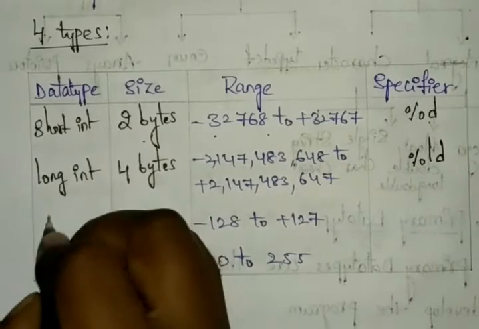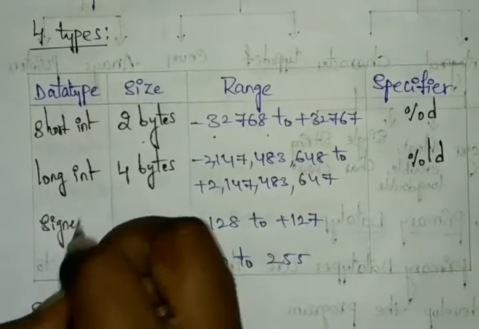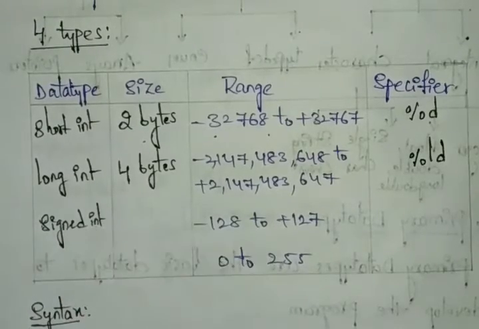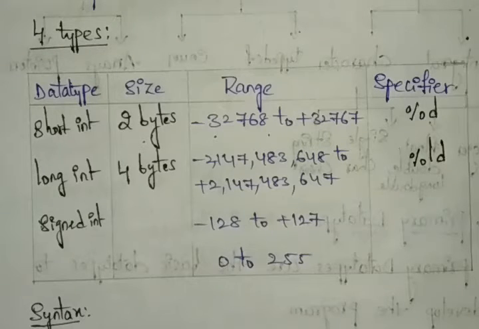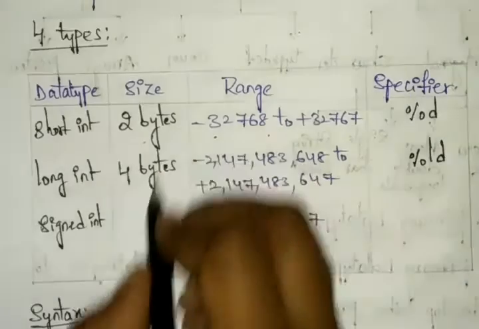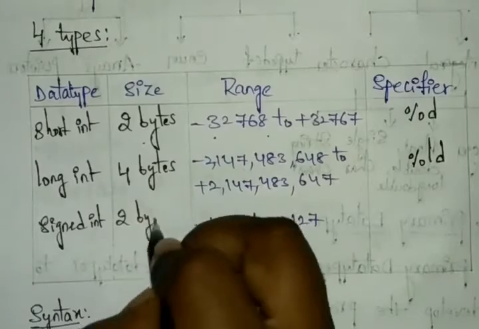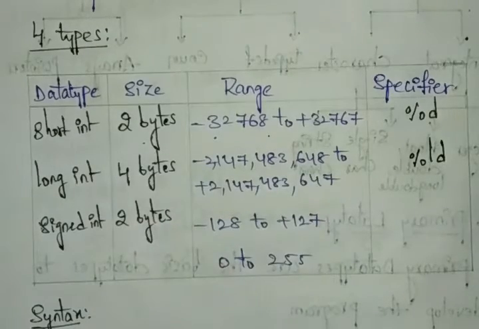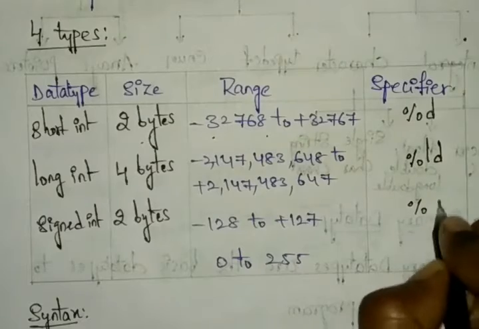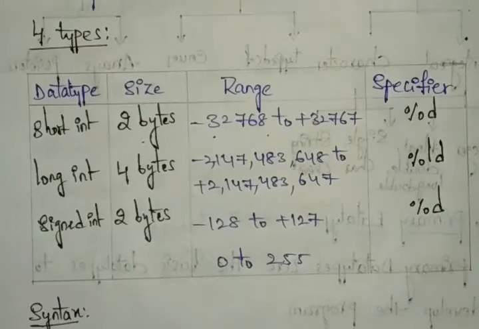And next we have the signed int. Signed int means it will accept positive and negative values. It may be plus values, or it may be minus values. If the value has a minus symbol, that is a signed integer. If it has a plus symbol, that is also a signed integer. It will accept a size of 2 bytes of memory. And the specifier is similar to the integer, percent d.